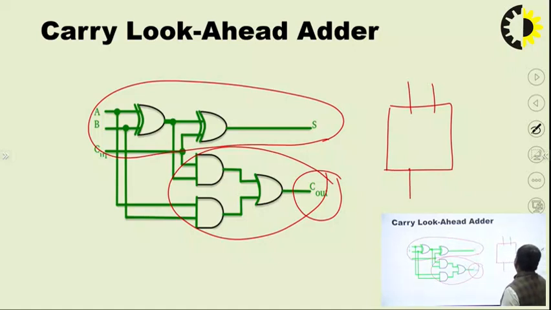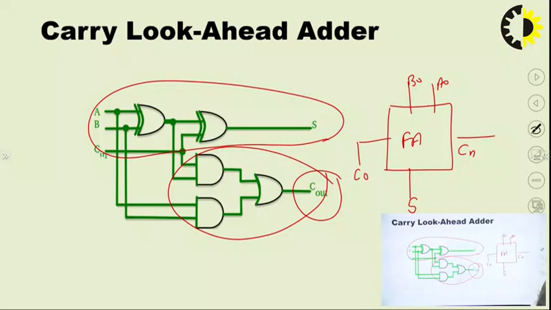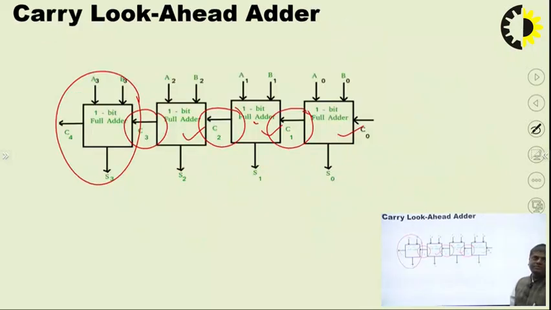This is the block diagram of the full adder. That is the carry. This is A0, B0. Now this is the sum, and this is the carry in, and that is the carry out. This is the functional diagram of the full adder. Now this is the carry in, this is the carry out, this is the carry in, and now this is the carry out.